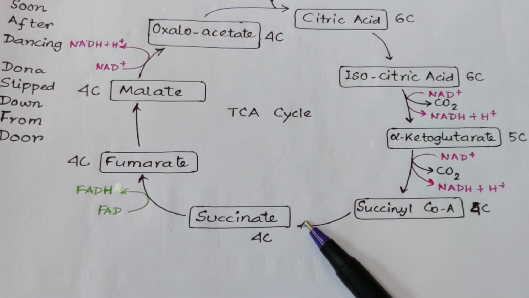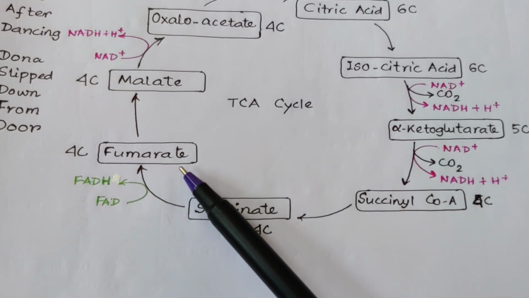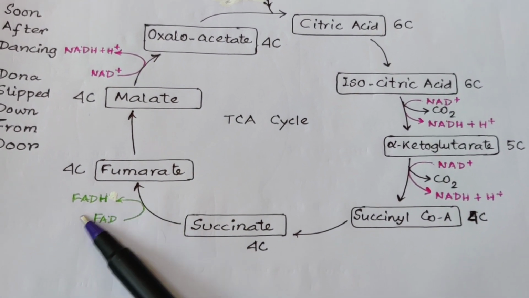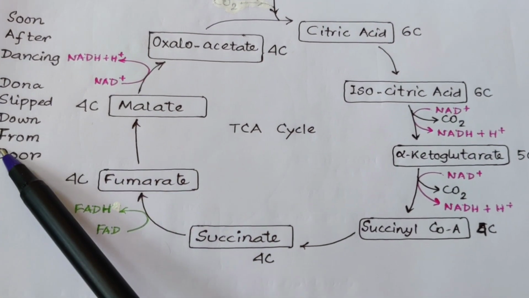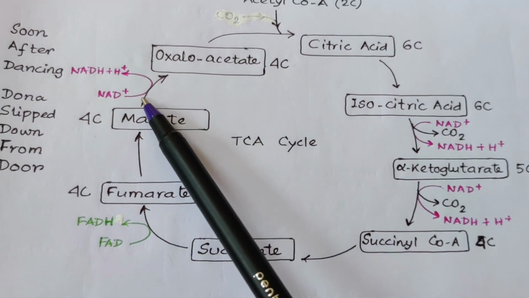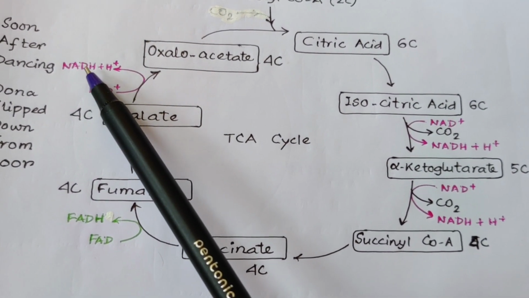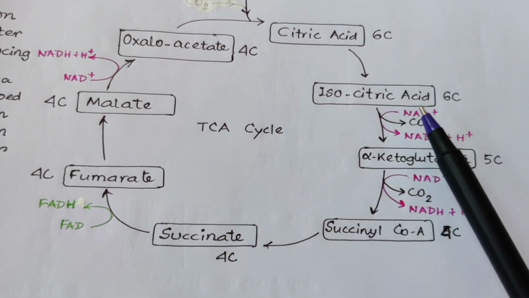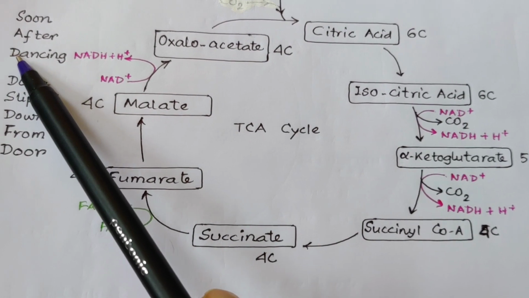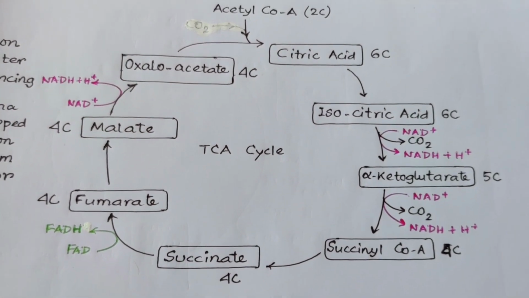This is succinate synthetase. Over here it is again a dehydrogenase, because you can see again a hydrogen. Then come to fumarase. Then again a dehydrogenase. Over here you can see again a dehydrogenase reaction, because wherever you find NADH or FADH, you can easily know that there has to be a dehydrogenase enzyme. So this is a very good way to remember.